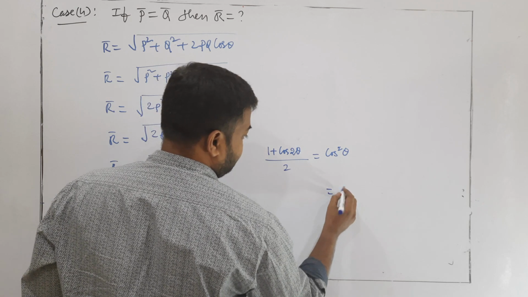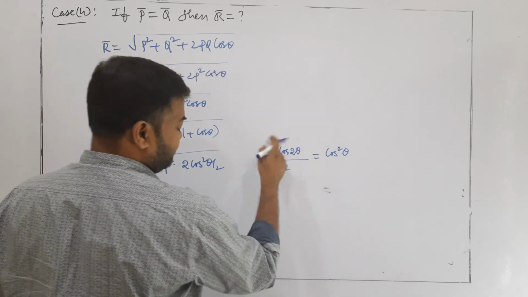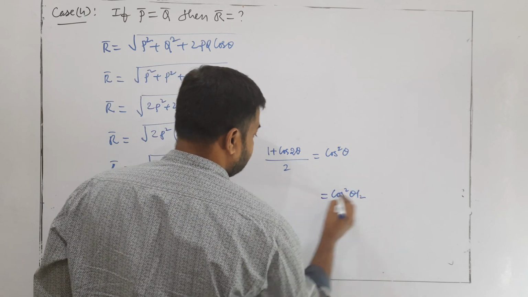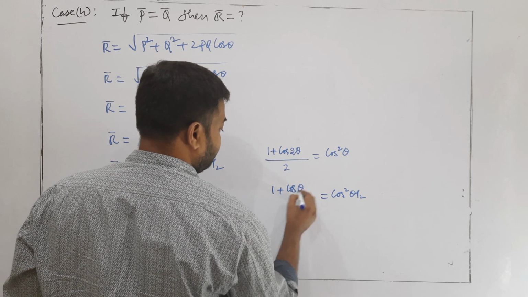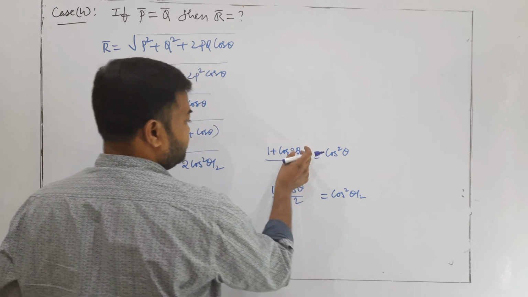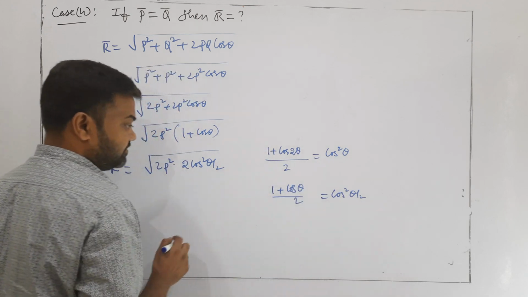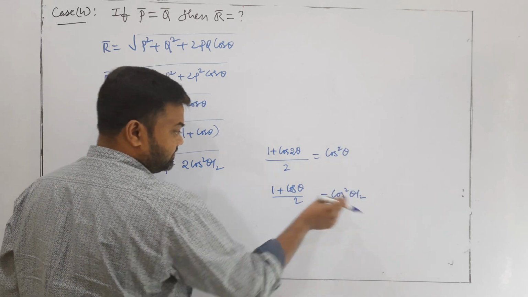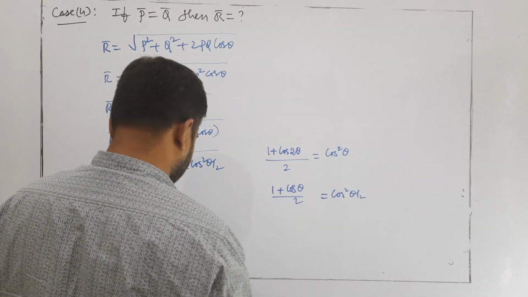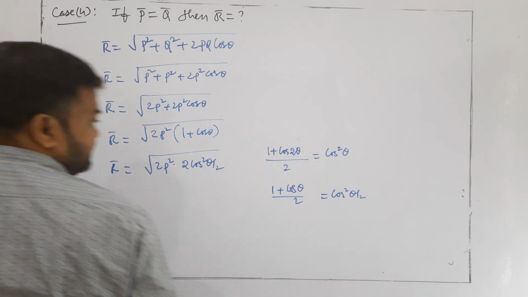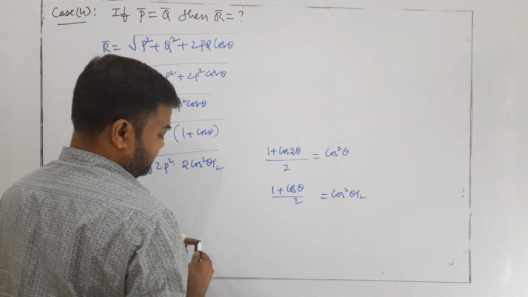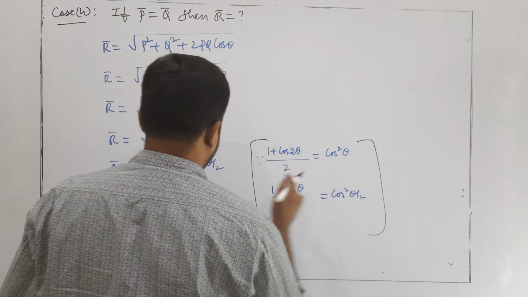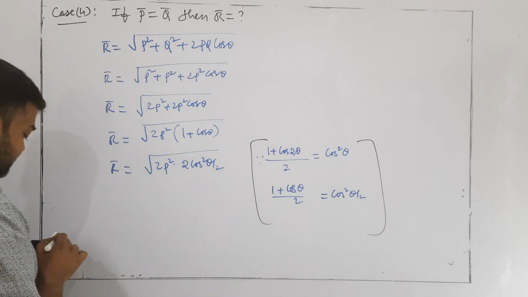Suppose it is cos square theta, this is the formula. If it is cos square theta by 2, then 1 plus cos theta by 2. If it is 2 theta, then cos square theta. If it is cos square theta by 2, then it should be like this. This is mathematics, no need to worry, just remember this one: 1 plus cos theta means 2 cos square theta by 2.